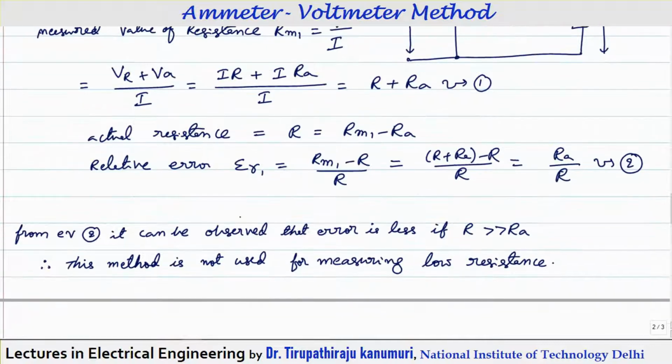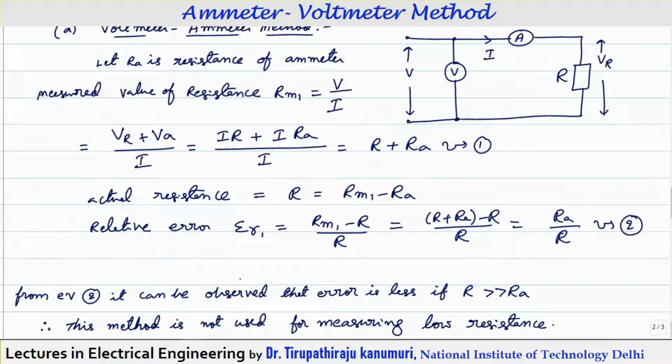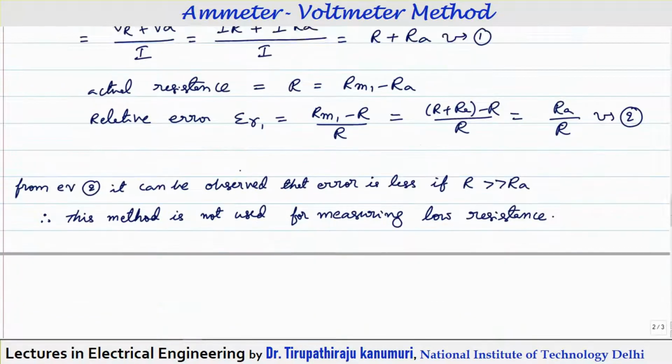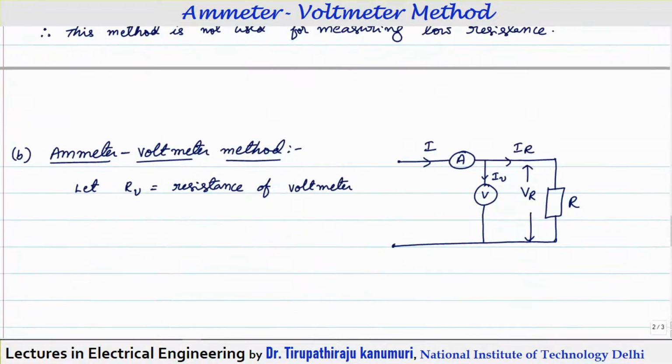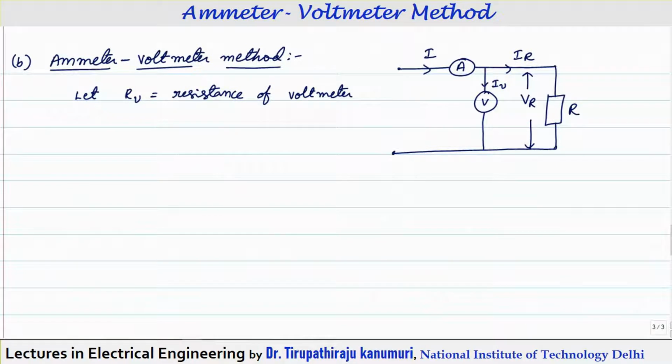So that's why this method cannot be used for measuring low resistance, because for the case of low resistance, the resistance of the ammeter will be in the range of this unknown resistance only, because I told you that the resistance of the ammeter also comes under the low resistance category. That's why the error introduced will be very high. That's why this method is not used in practice for measurement of low resistance.